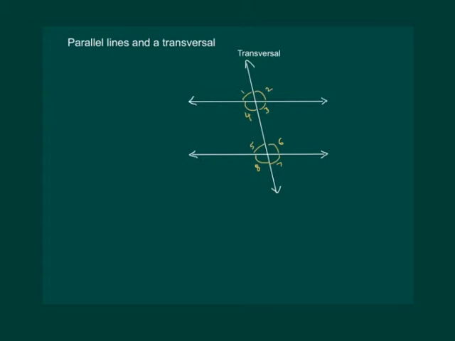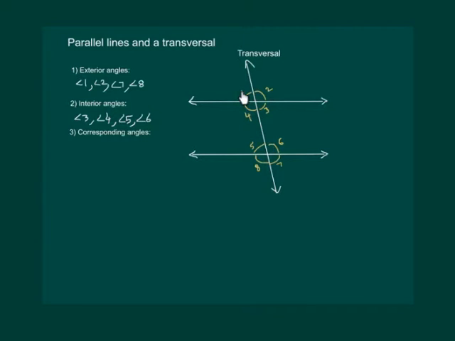Let us name them from angle 1 to angle 8. Then angle 1, angle 2, angle 7 and angle 8 are called exterior angles. Angle 3, angle 4, angle 5 and angle 6 are called interior angles.